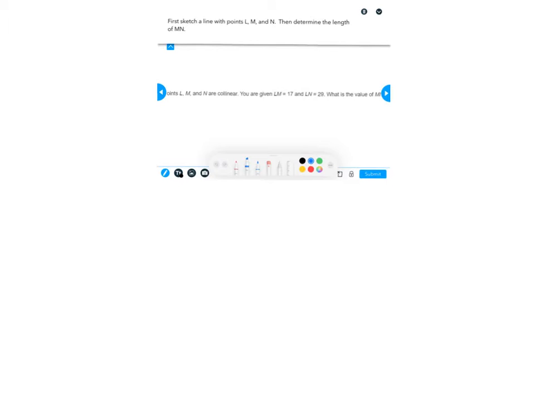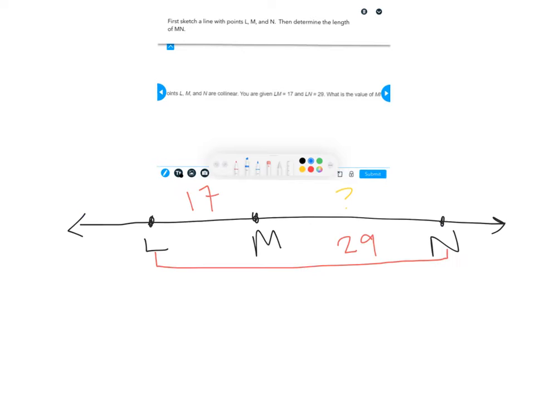Okay, so the second question talks about sketching a line with points L, M, and N, and then we determine the length of MN. So I love pictures, and that will really help me out here. All right, so here's what my picture might look like. I've drawn L, M, and N on a number line, and LM is 17, LN is 29, and I want to find that yellow question mark. This is one way I could do this problem. There are multiple ways.